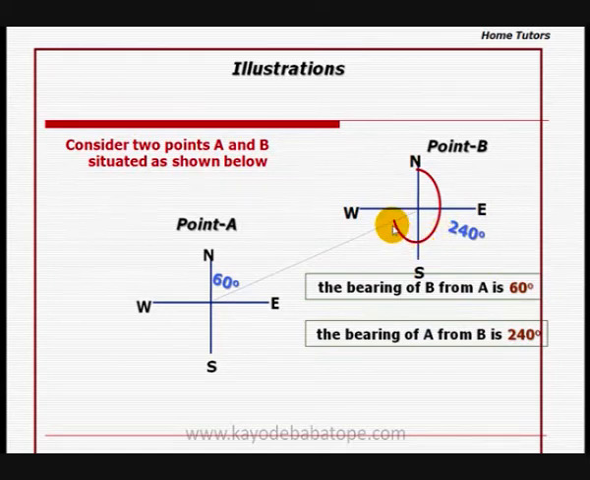So when you are dealing with bearing, try to understand that the ordering is very important, because the bearing of B from A means the bearing of B starting from A. That is, you start from A to do the measurement. However, the bearing of A from B means starting from B to do the measurements up to the line that joins the 2 points. All right.